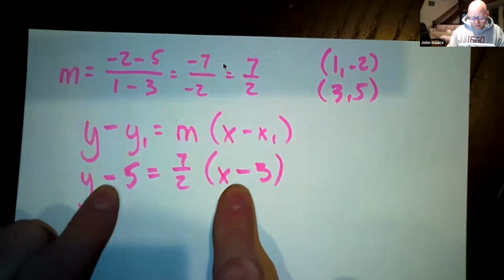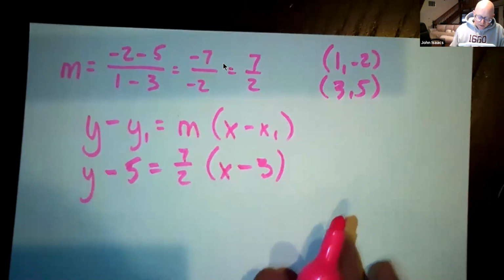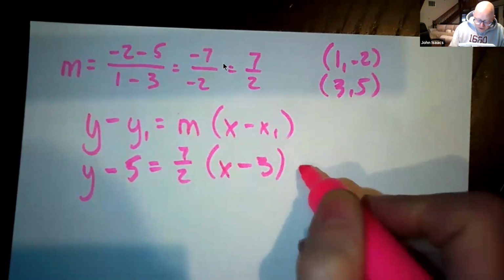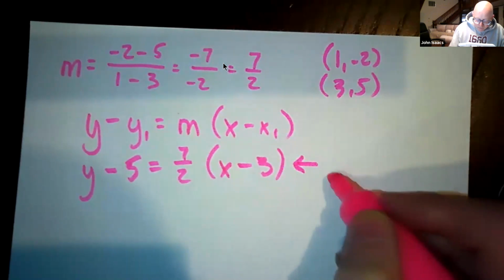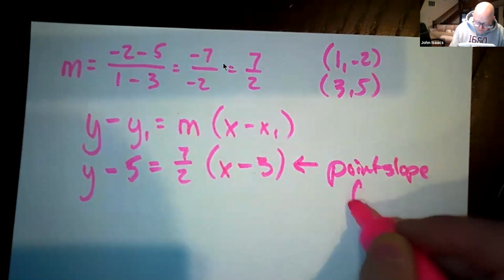Now, if you think about this, well, we'll do something else with slope in a second. So that's one possible equation in point slope form. Point slope form. All right.